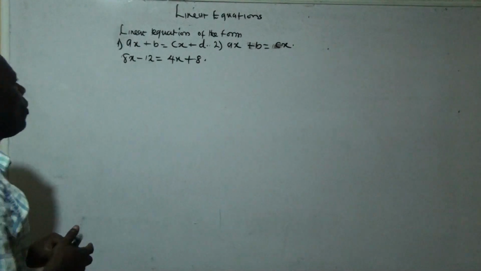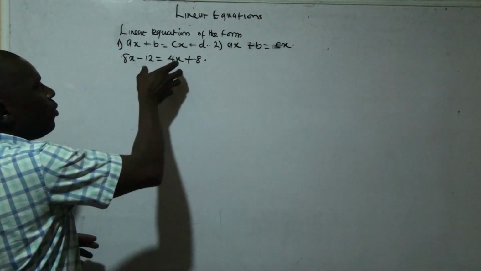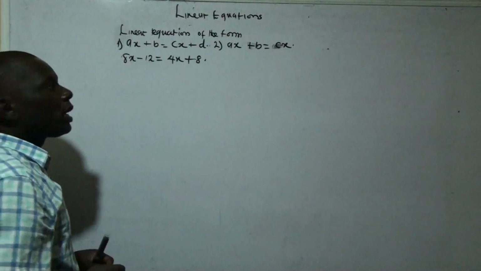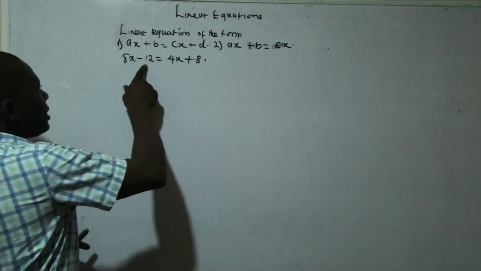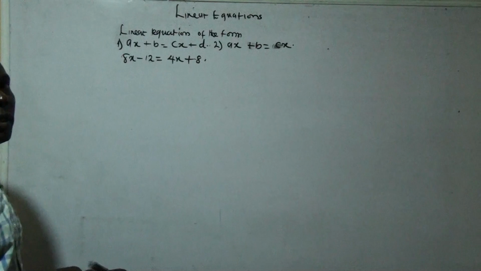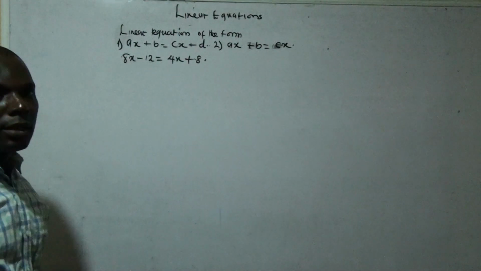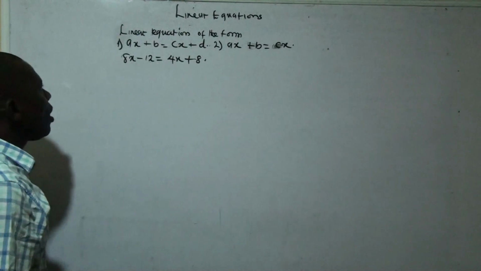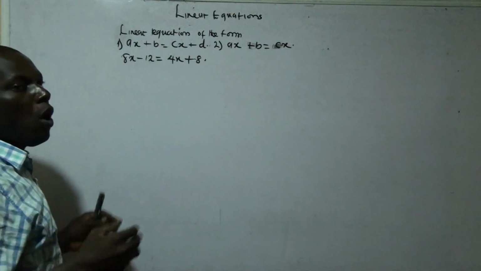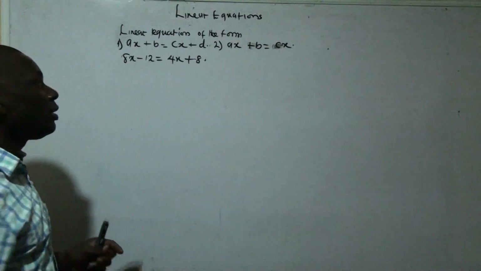Now, what we need to observe first is the unknown on both sides. This is 8x and 4x. Then we look at the constant terms on both sides: on the left hand side, minus 12, and on the right hand side, 8. So all you need to do here is employ the procedure of using the additive inverse discussed in the previous video.